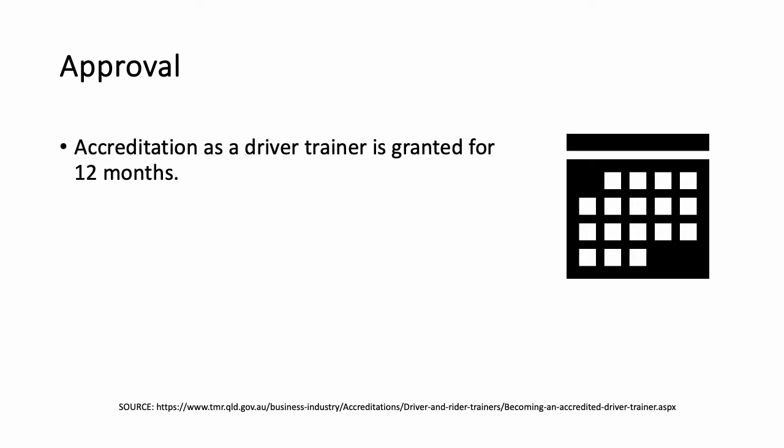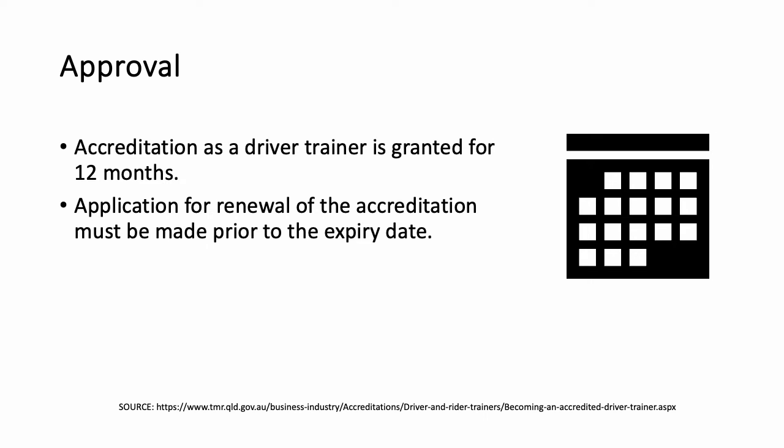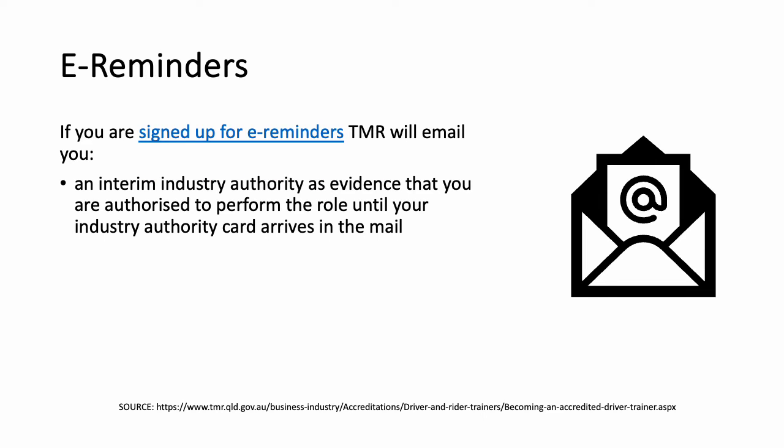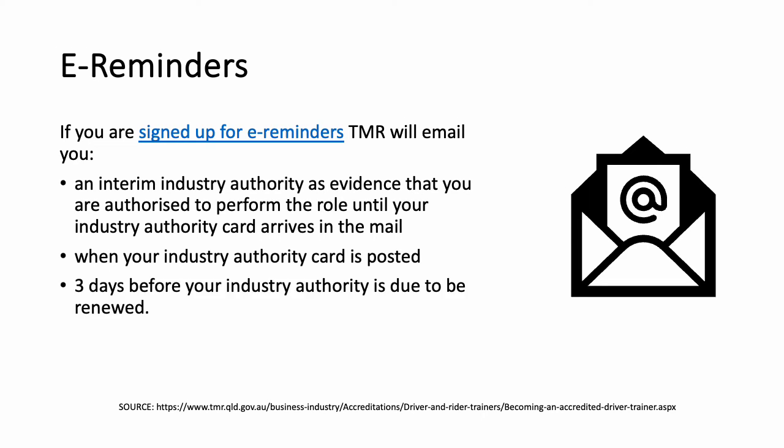Accreditation as a driver trainer is granted for 12 months. Application for renewal of the accreditation must be made prior to the expiry date. If you are signed up for e-reminders, TMR will email you an interim industry authority as evidence that you are authorised to perform the role until your industry authority card arrives in the mail. When your industry authority card is posted, 3 days before your industry authority is due to be renewed.